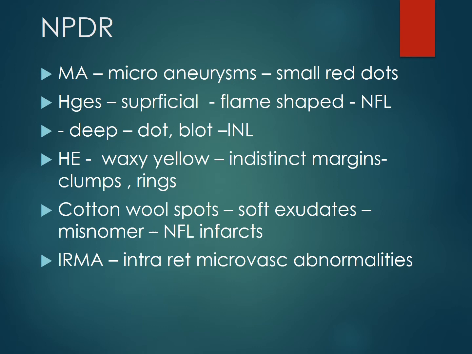And you also have cotton wool spots. These are called soft exudates, but the term soft exudate is a misnomer because there are no exudates here. The cotton wool spots are nothing but nerve fiber layer infarcts. In addition to this, you also have intraretinal microvascular abnormalities. So these are the predominant changes that you're going to see in non-proliferative diabetic retinopathy.